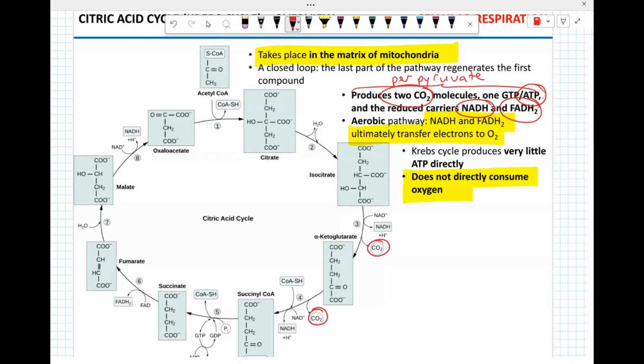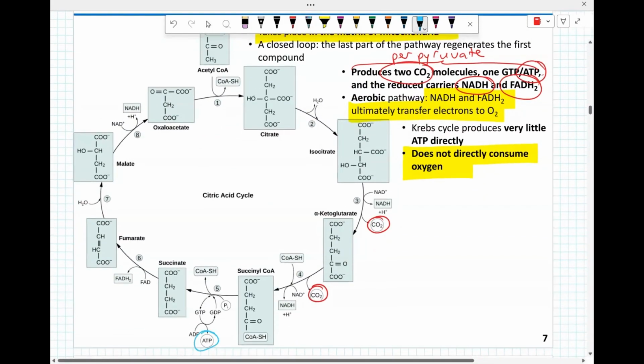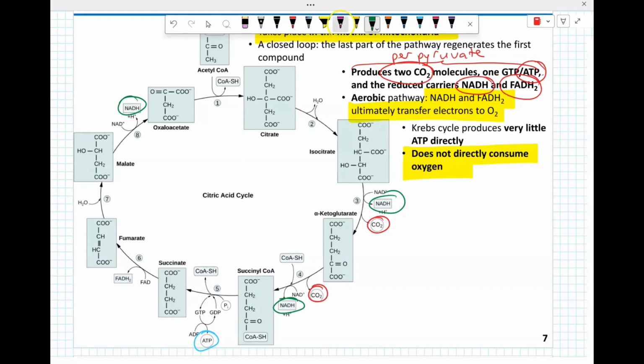So here's my highlight. CO2 molecules are shown here. Production of ATP is here. Production of NADH is here, here, and here, and FADH2 is generated right here.